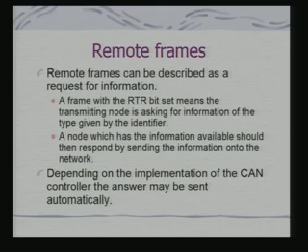The remote frames are basically used for requesting information. So a frame with the RTR bit set means the transmitting node is asking for information of a particular type given by the identifier. Okay, the identifier indicates a data type. And a node which has the information available should then respond by sending the information onto the network. So this is also very interesting. When data is being asked for, it is not asked for with a node address, it is asked for with the type information. So the nodes which have data of a particular type can respond automatically. Depending on the implementation of the CAN controller, the answer may be sent automatically.